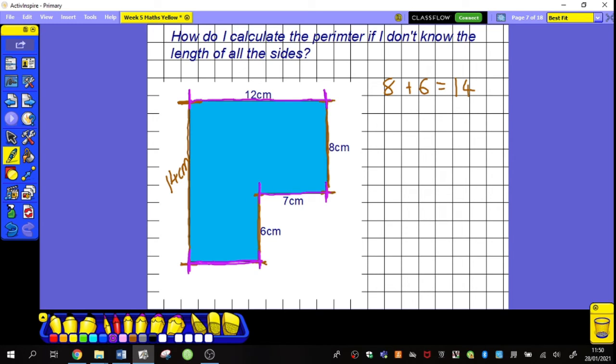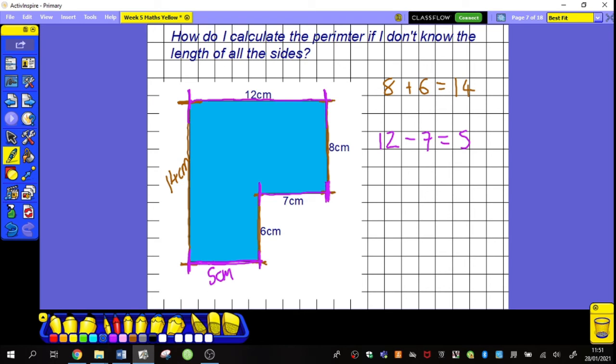So if I know that from all the way the left hand side to all the way the right hand side is 12, and I know that some of the way is 7, then I can do 12 take away 7, and that will give me the bit I need. So 12 subtract 7 is 5. So this one down here must be 5 centimetres.